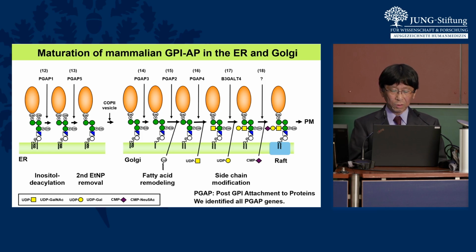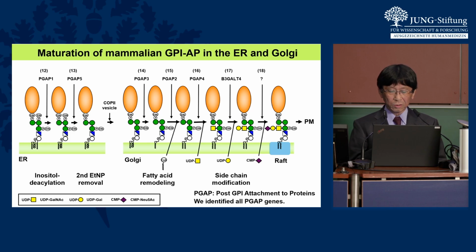The fatty acid remodeling is important for the raft association of the GPI-anchored proteins. Usually, the phosphatidylinositol has an unsaturated fatty acid like arachidonic acid in the second position. The unsaturated fatty acid is inhibitory to the raft association. So PGAP3, which is a GPI-specific phospholipase A2, removes the unsaturated fatty acid from position 2.